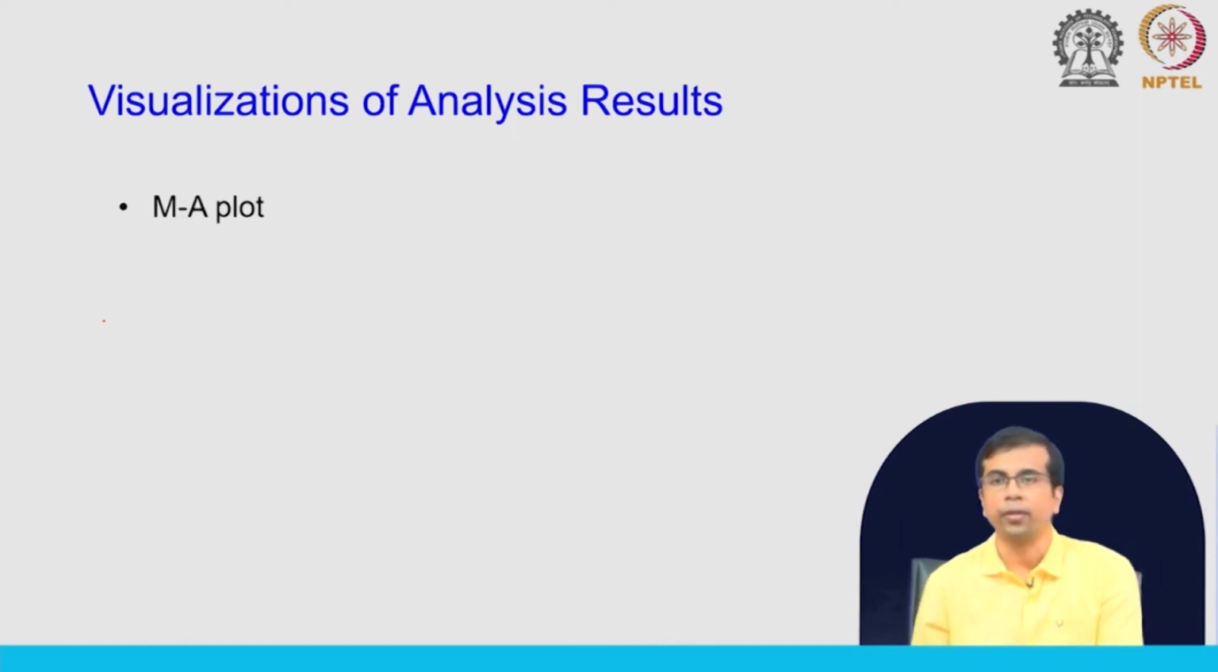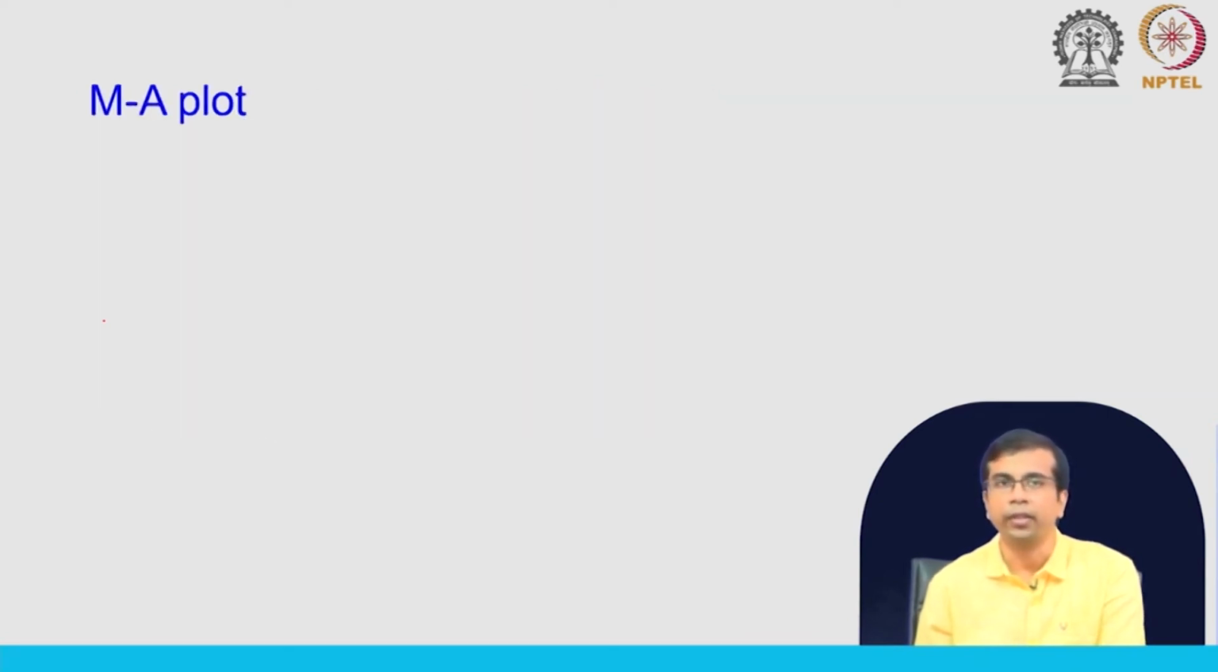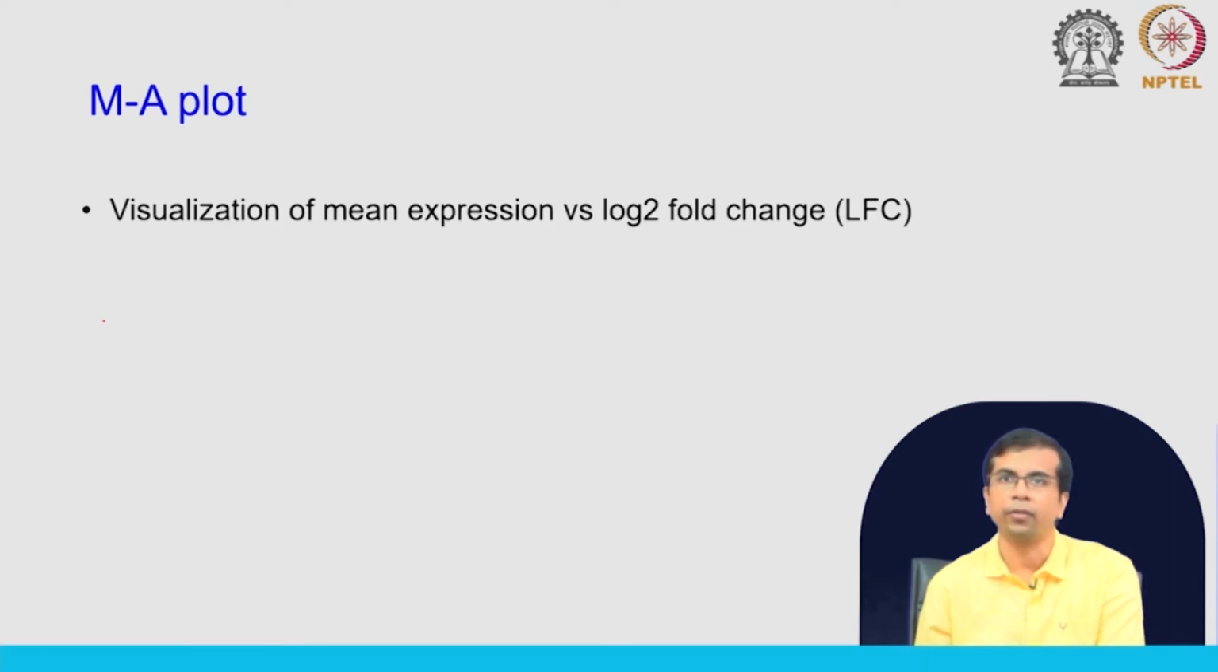Okay. So, there are 3 different plots that we use very commonly. One is called the MA plot, the second one is the volcano plot, and the third one is the heat map. Okay. I will discuss these different types of plots, and we will actually plot the results that we have just generated using them, and you will see they give us quite informative inferences. Okay. So, the first one is the MA plot. What we look at here is the mean expression versus log2 fold change.